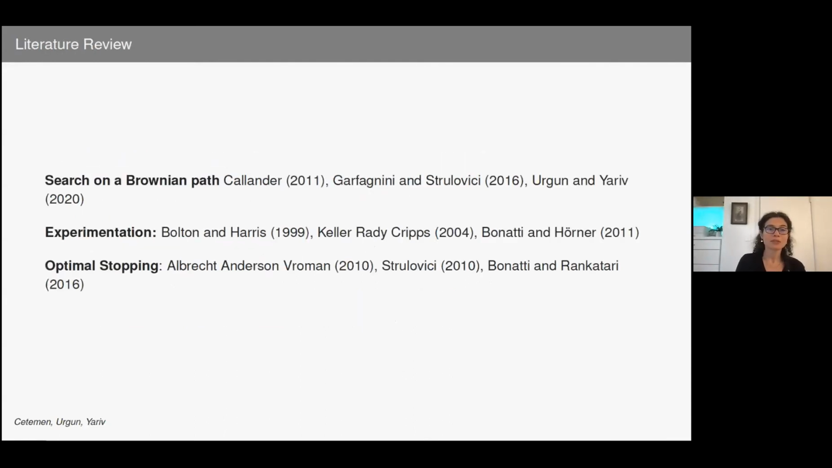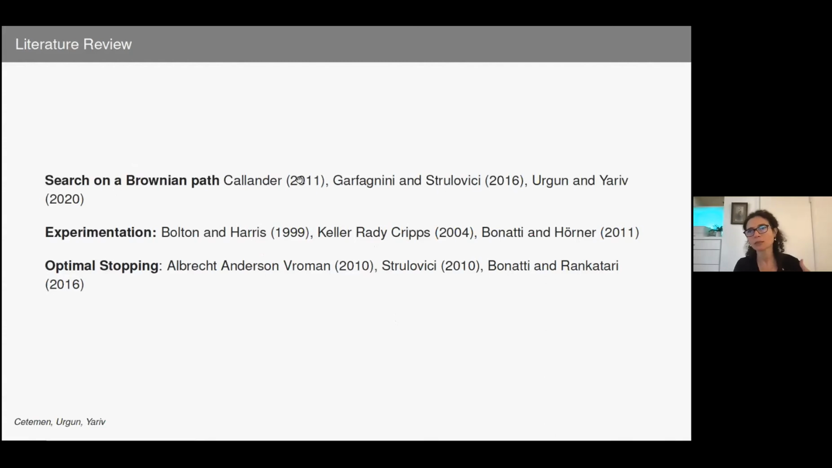All right, so given the length of this talk, I won't give you an exhaustive lit review, but let me just mention broad areas that this connects to. So first of all, this idea of searching on a Brownian path, Steve Callender deserves a whole lot of credit for this. This was his innovation. And there are a bunch of papers that followed suit.